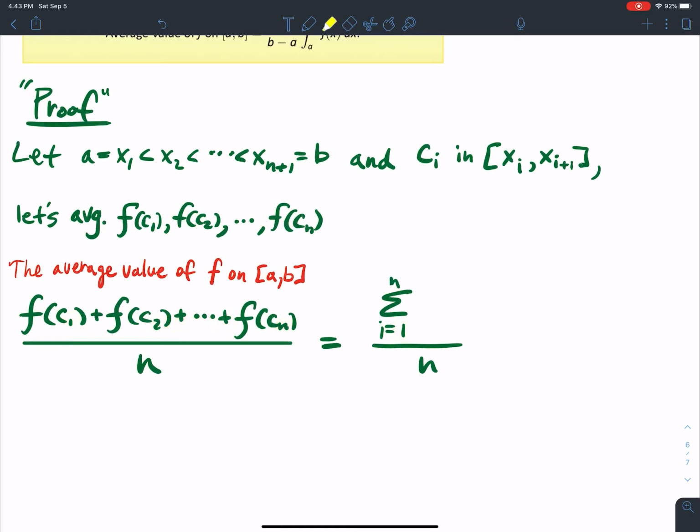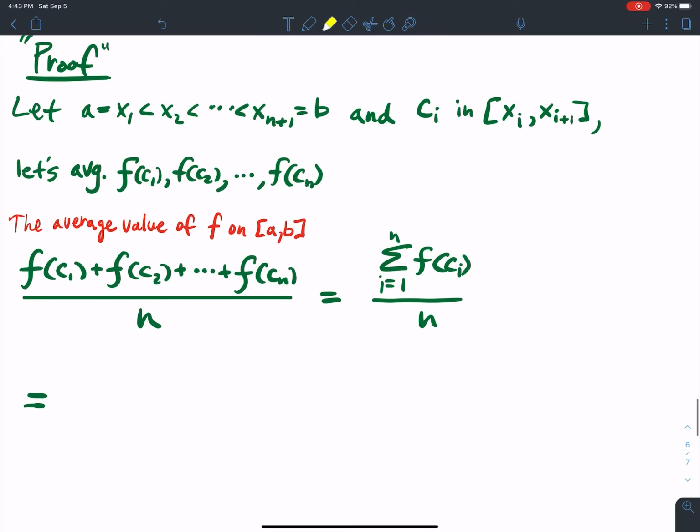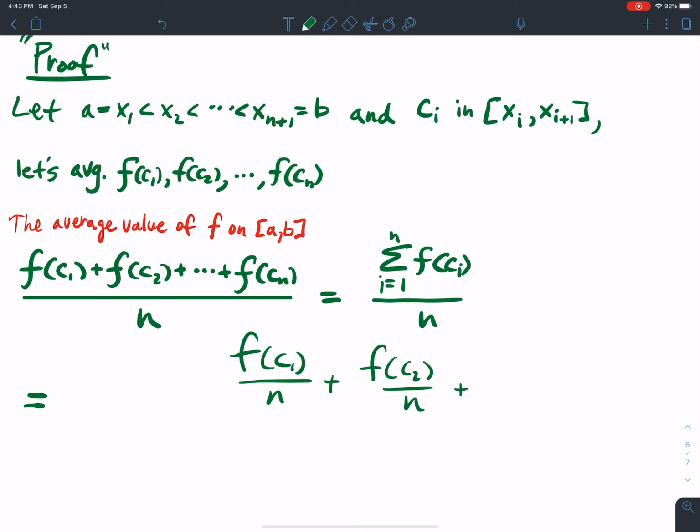And what am I summing? I'm summing my f's of ci. Okay? So I've got this right here. Now, what I can do here, instead of having to sum all these and divide by n, that would be the same thing as saying f of c1 divided by n plus f of c2 divided by n plus f of c3 divided by n, and so on, right?